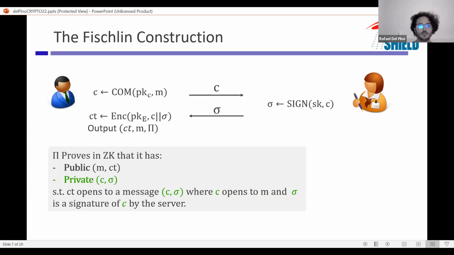So what does he want to prove? He wants to prove that he has public information, being the message and the ciphertext, and private information, being the commitment and the signature, such that the ciphertext opens to a pair C, sigma, such that the commitment opens to the message M, which is public, and sigma signs the commitment C, which is still private. That can be represented as a circuit and evaluated in zero knowledge, but that can be very complicated.